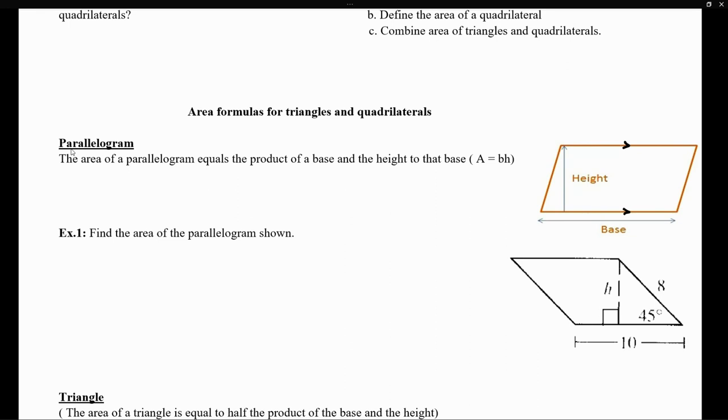are going to be parallel to each other, and the left and the right are going to be parallel to each other. So remember, this is just the definition of a parallelogram. But now we want to start finding the area of such a figure.